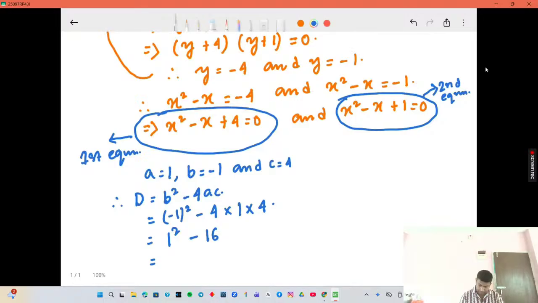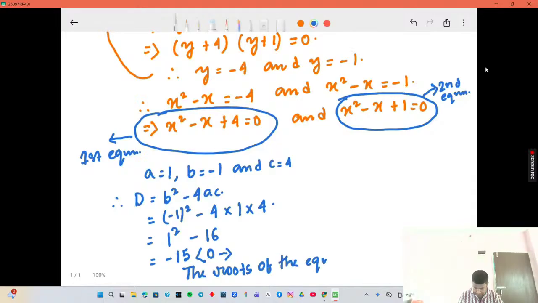Okay, so minus 15. So we can say that as the discriminant of this equation is negative, that is less than 0, therefore the roots are imaginary roots. Therefore the roots of the equations are imaginary roots.